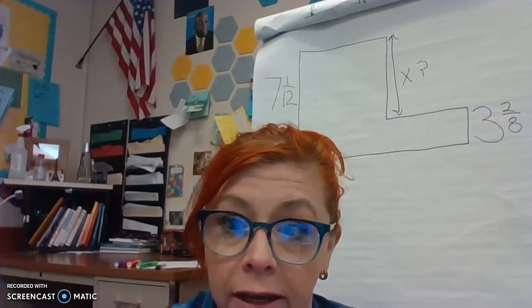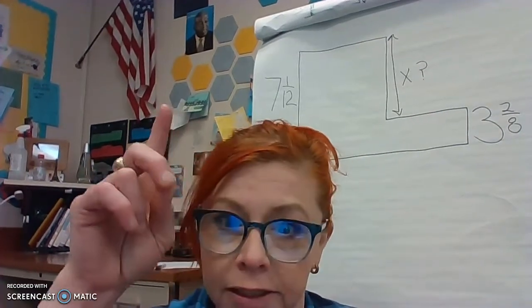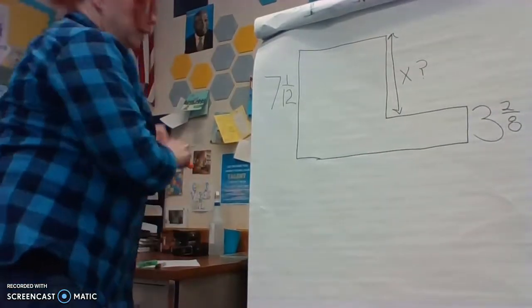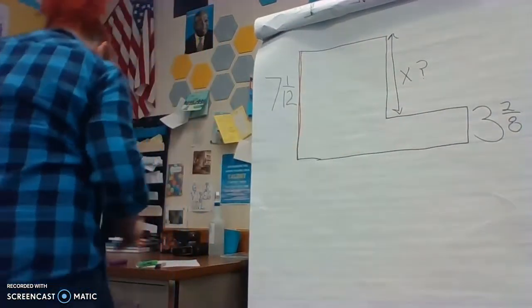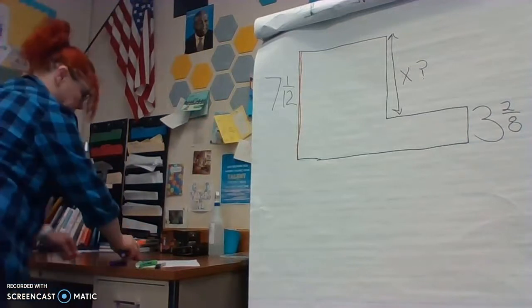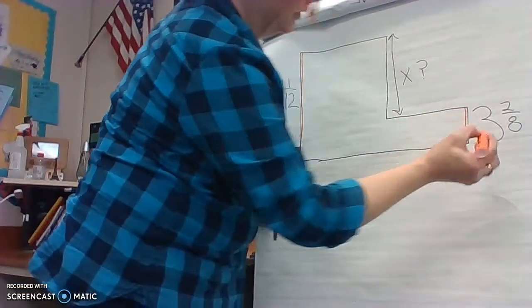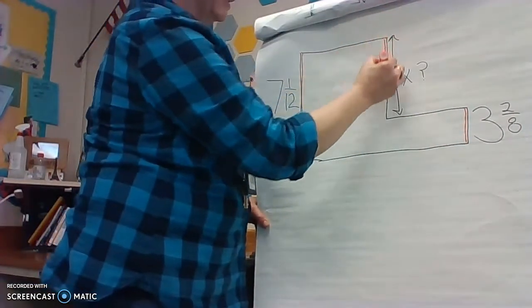All right, but for now, let's do some math. So if you notice, I have a shape, and I can tell on this side, it's 7 1/12. So that's this vertical line right here. From here to here is 7 1/12. Now, here's another vertical line, 3 2/8. And I need to find this one.